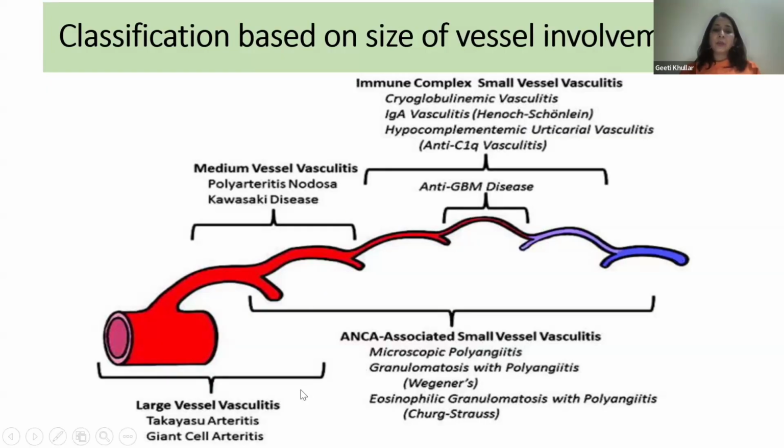And then we have large vessel vasculitis, which we normally do not come across, basically Takayasu arteritis and giant cell arteritis. So this is just to show how the disease is classified based on the size, diameter, or caliber of the vessel.